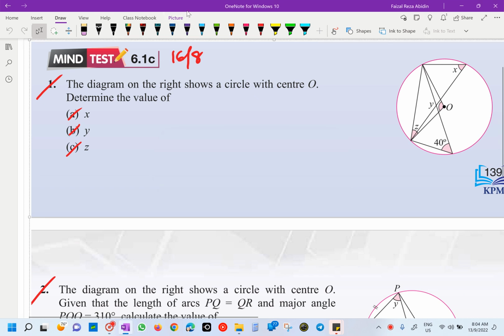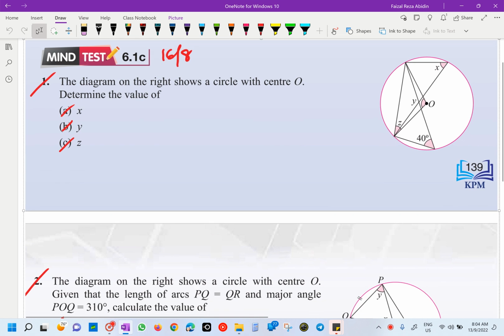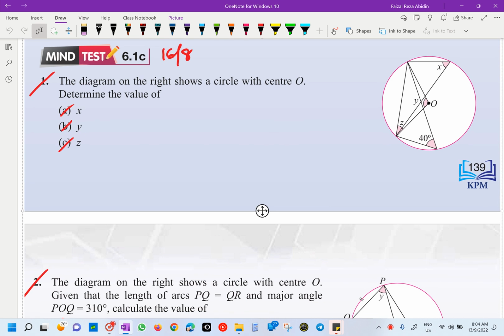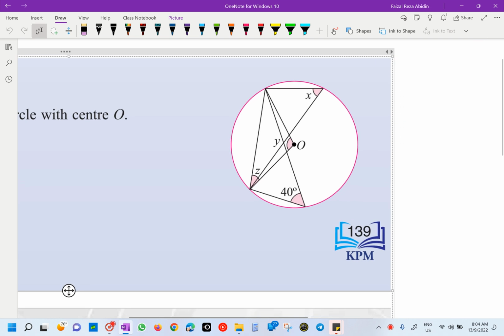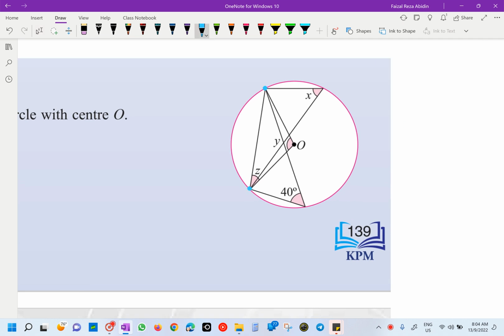Okay, so we are going to look at our mind test 6.1c. The diagram on the right shows a circle with center O. Determine the value of x. How to find the value of x is going to be from the same arc, isn't it?